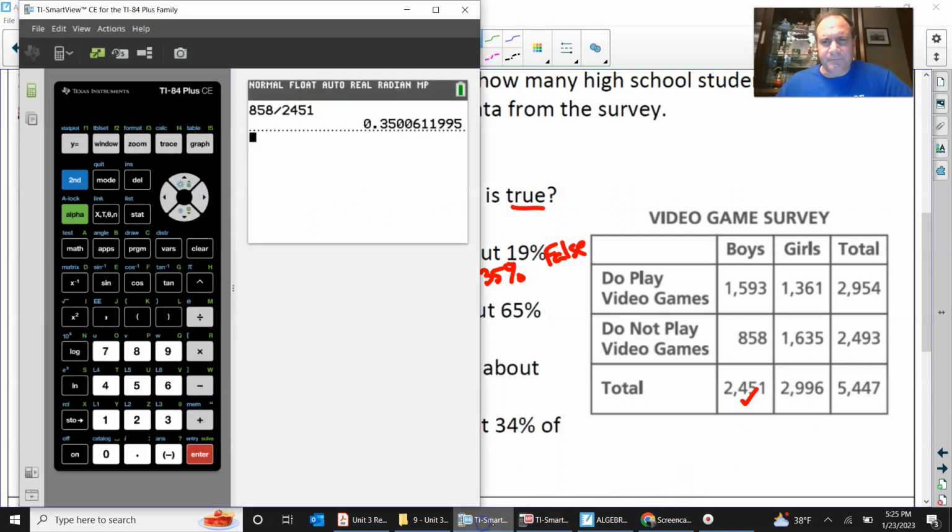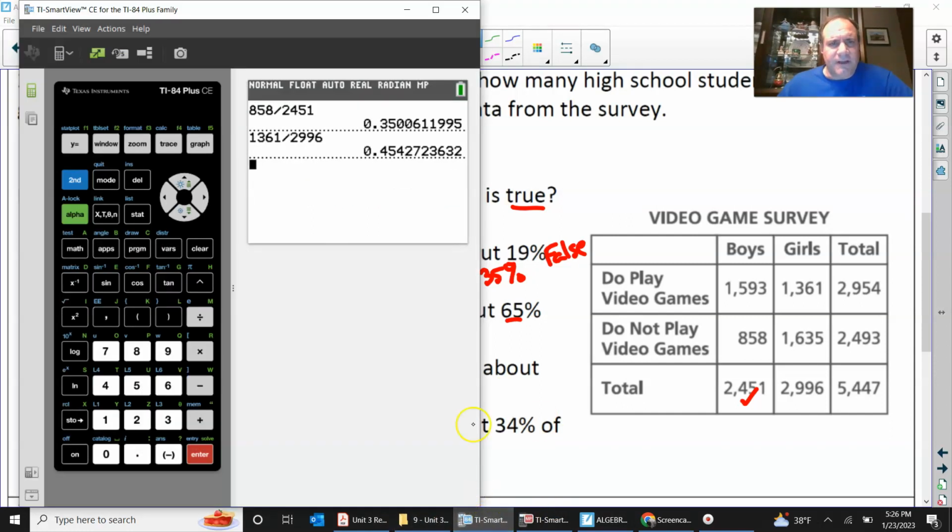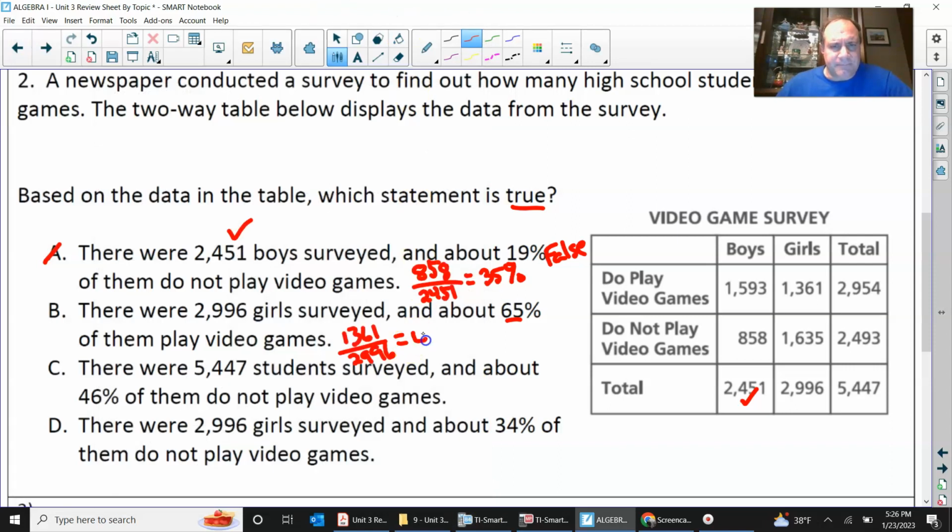Let's see. So I'm just going to put 1,361 for the girls that play video games, and then 2,996. Let's see if that comes out to 65%. So I did 1,361 over 2,996, and I got nowhere near 65%. I got like 45%. So that is false.